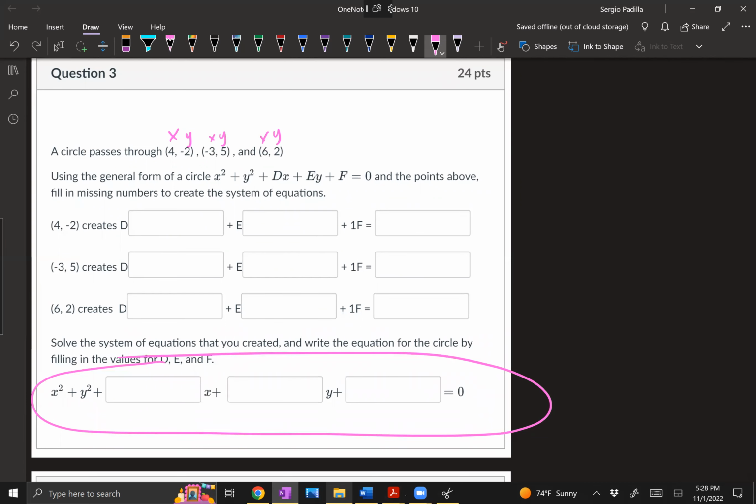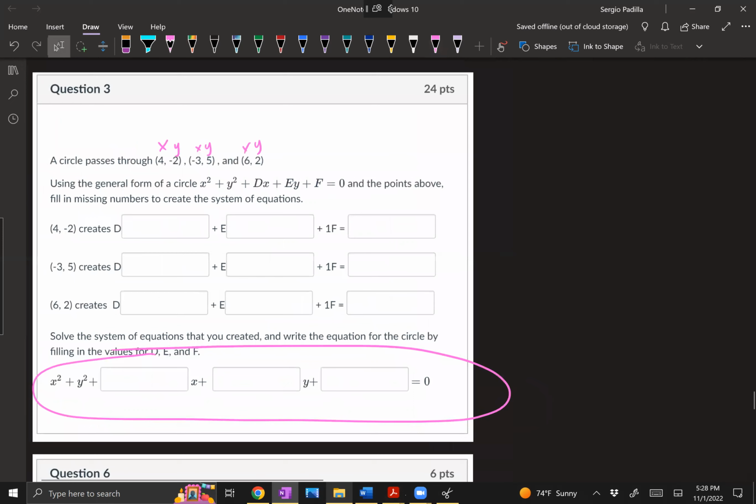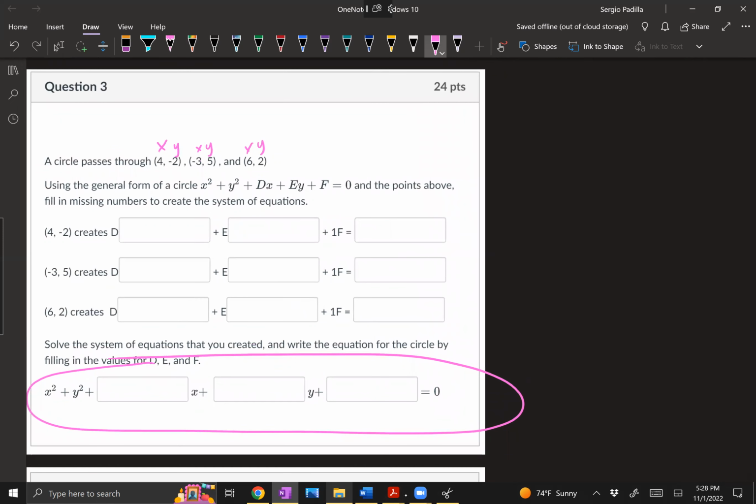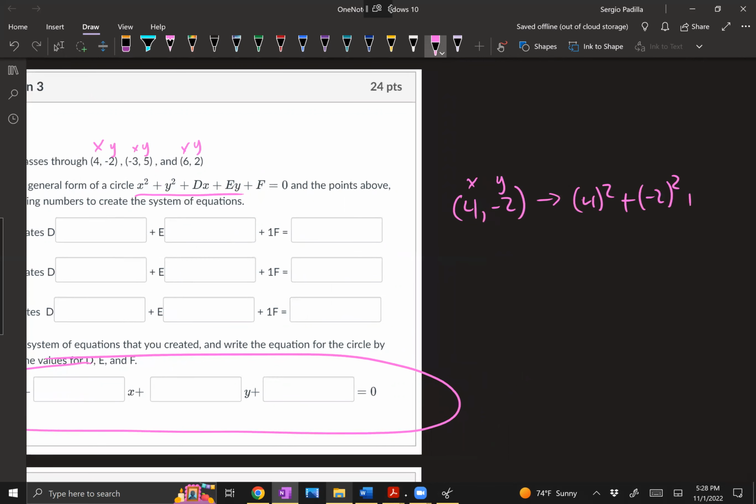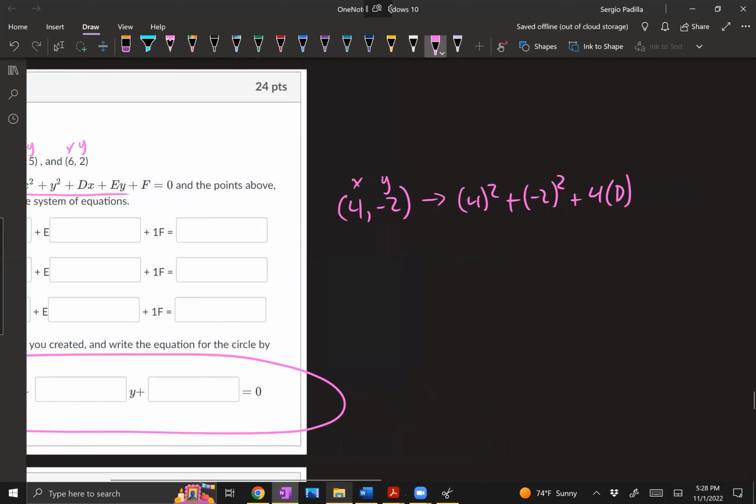Okay. So to set up the equations, you're going to want to plug in the x's and y's to each of these. So I'm going to start off with 4 and -2. This is my x and this is my y. So I'm going to plug it in. Ready? It's going to look something like this: 4 squared plus -2 squared plus 4d minus 2e plus f equals 0.